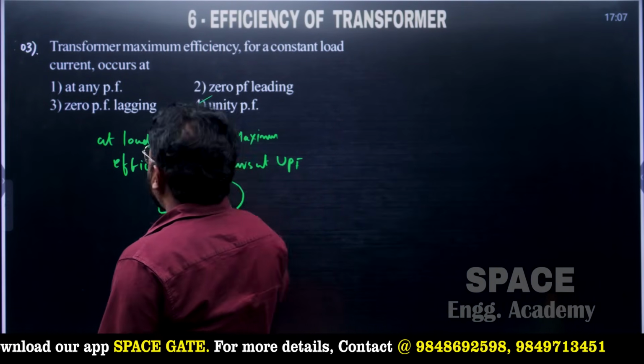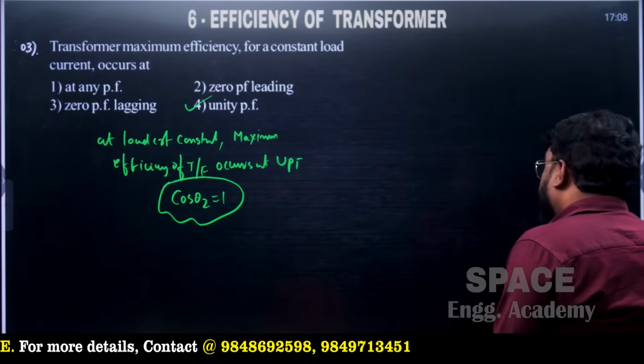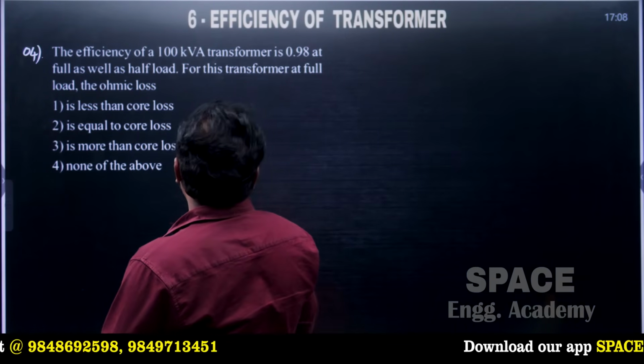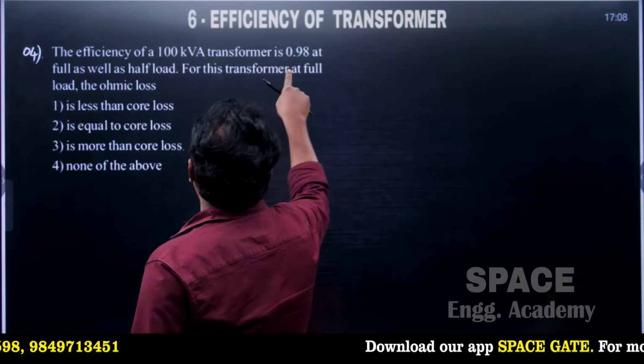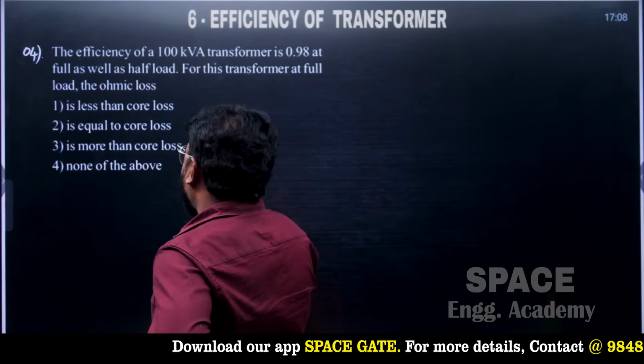So option number 4 is correct for this question. And next, let us solve another question. The efficiency of a 100 kVA transformer is 0.98 at full load as well as at half load.